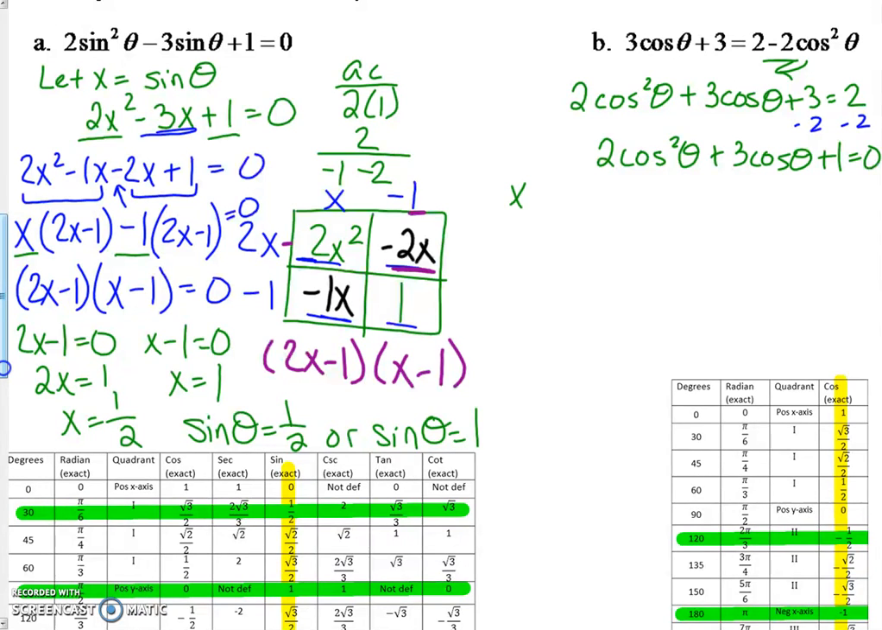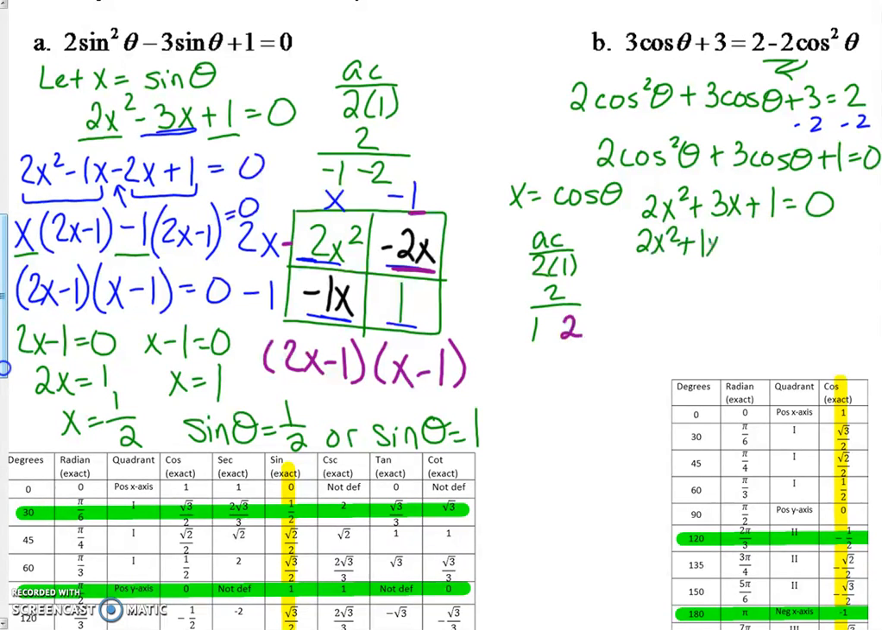Again, I'm going to let x this time equal cosine theta, so I can rewrite this in a simpler form to be able to solve. Again, you can use the quadratic formula. I don't recommend completing the square, but factoring does work. Again, it's an AC type, so 2 times 1 is 2. Factors of 2 that add together to give me 3 would be 2 and 1. So I have 2x squared plus 1x plus 3x plus 1.